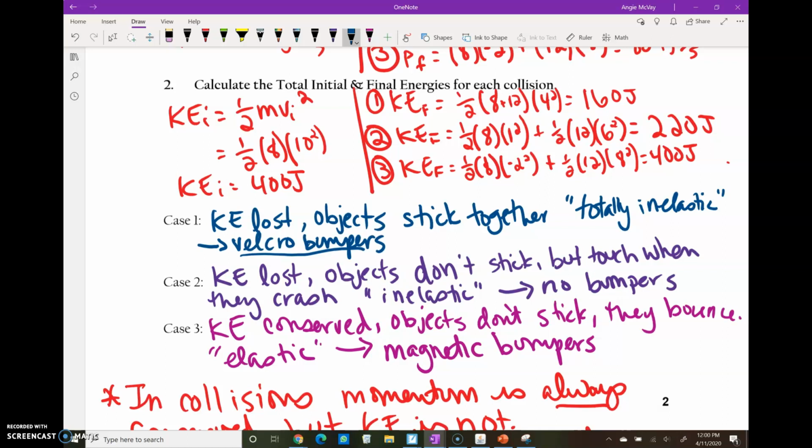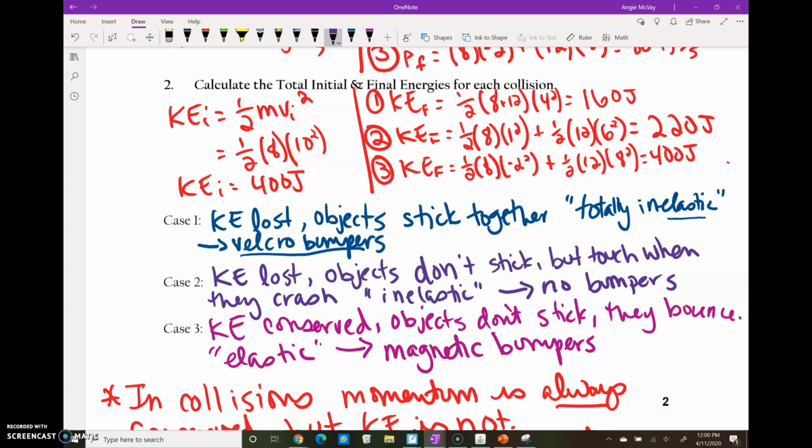So if we say a totally inelastic collision, think of the word elastic, like things that have elasticity are bouncy or stretchy. So if we've got a totally inelastic collision, those two carts are totally not bouncing, so they stuck together. In case number 2, kinetic energy was lost again. The objects collided, but they didn't stick. There wasn't really any bumpers. They just crashed together, right? They made sound, they made heat as a result of their interaction. And so we just call that inelastic, right? There is some bouncing, but not a lot of bouncing. Okay, so that kind is inelastic.